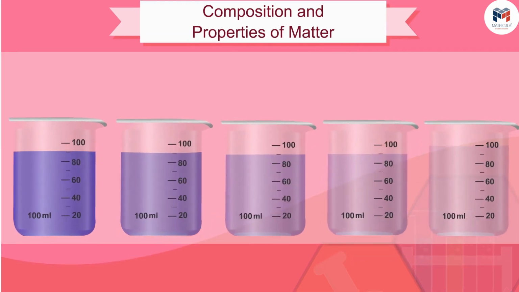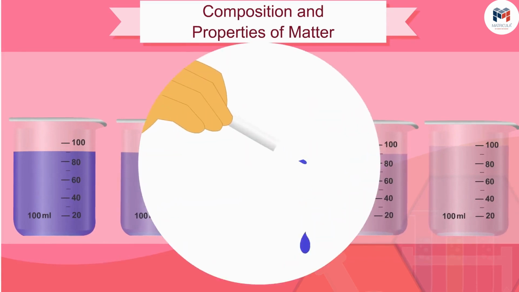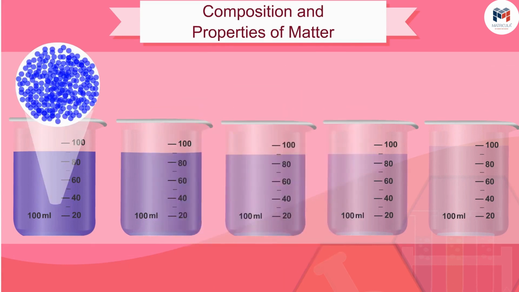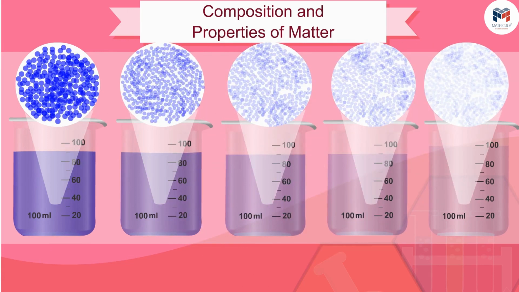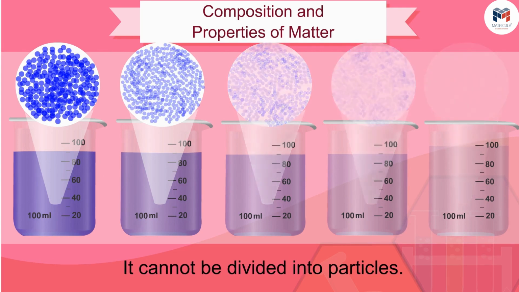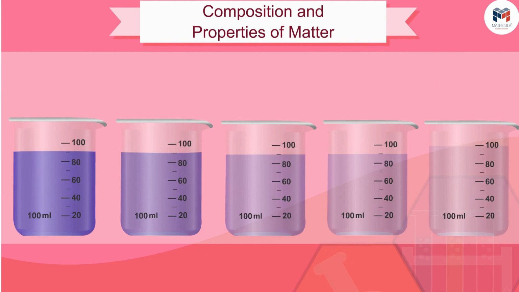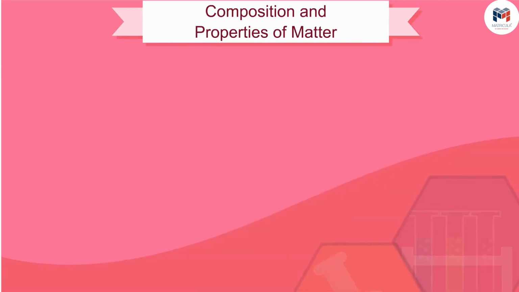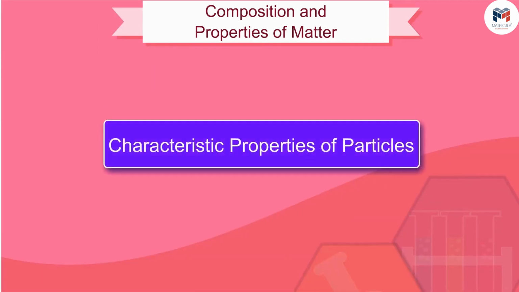From this, we can conclude that there must be many microscopic particles in each drop. These particles divide into smaller and smaller particles. Ultimately, a situation comes where it cannot be divided into smaller parts. By this activity, we can say that the particles of matter are very small. Let us now learn about the characteristic properties of these particles of matter.